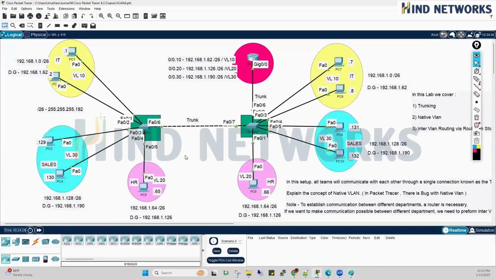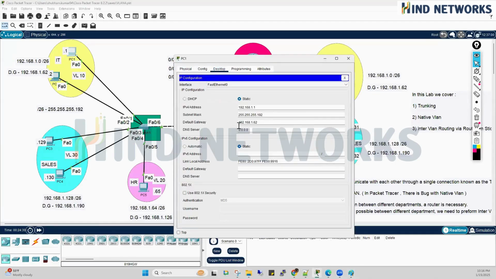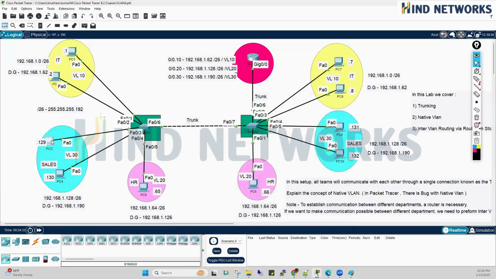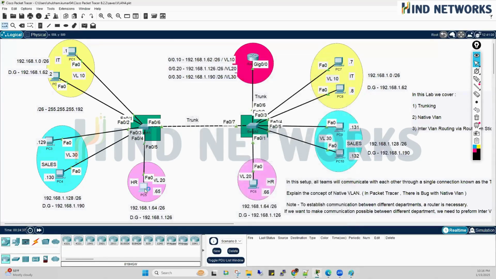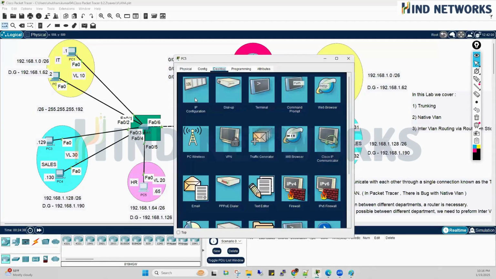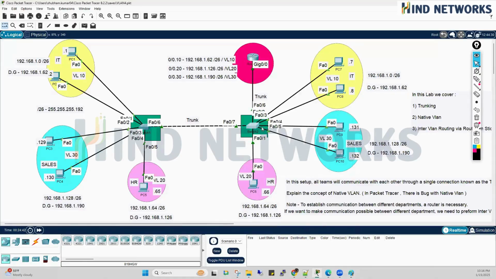For example, come here in this topology. Come here on this device. Let me check. IP address is configured. Default gateway is also there. Clear? Here default gateway is also there. Here default gateway is also there. So on every device, I think, it is configured.